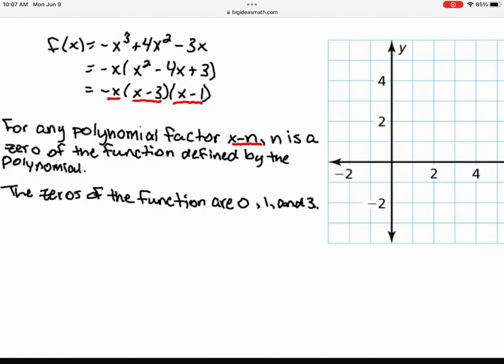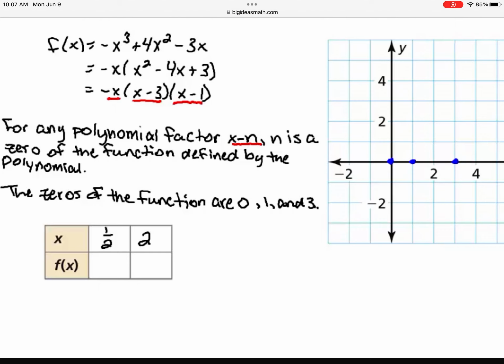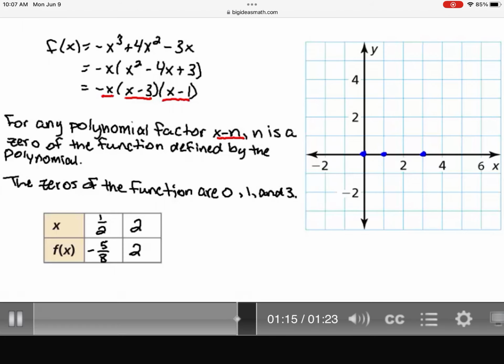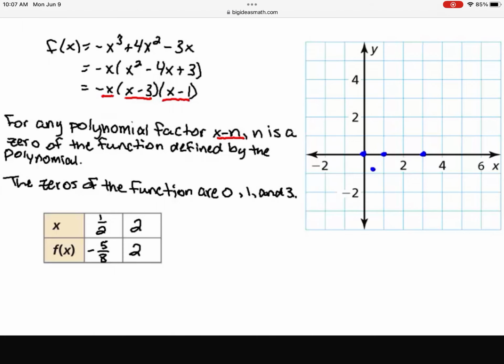So plot the points 0, 0, 1, 0, and 3, 0. To help determine the shape of the graph, find points between the zeros. Substituting 1/2 for x in f of x, you find when x equals 1/2, f of x equals -5/8. Similarly, when x equals 2, f of x equals 2. So you also want to plot the points 1/2, -5/8 and 2, 2. Then draw a smooth curve through the points.